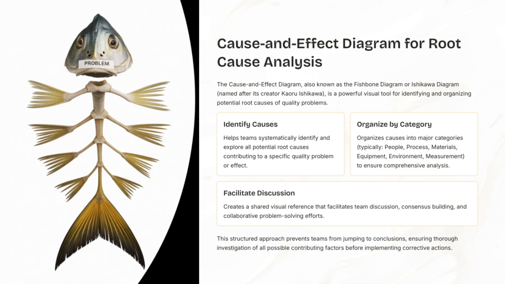One of the most powerful tools we use here is the cause and effect diagram, also known as the Fishbone or Ishikawa diagram, named after its creator, Kaoru Ishikawa. It's a visual tool that helps us identify and organize potential root causes for quality issues. In essence, this diagram provides a clear, organized way to trace back from the effect to its possible causes. It's an invaluable part of root cause analysis, supporting us in uncovering the underlying issues efficiently and effectively.